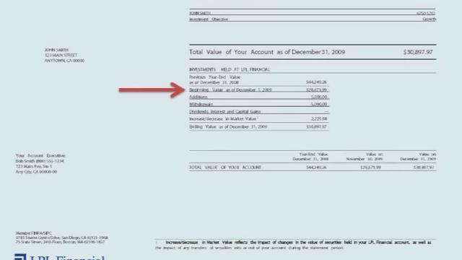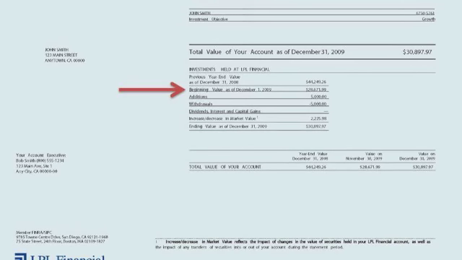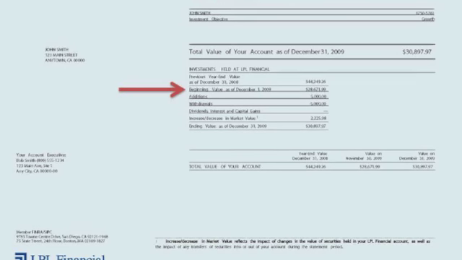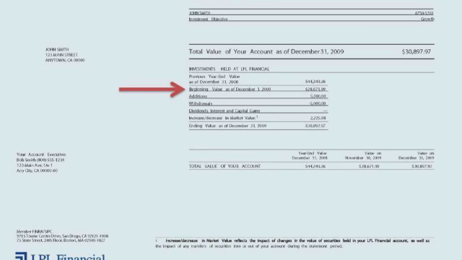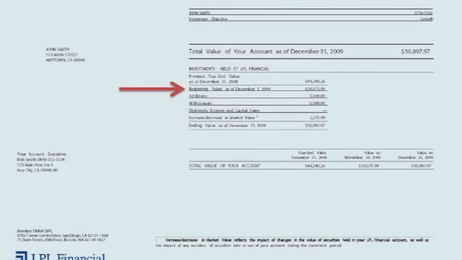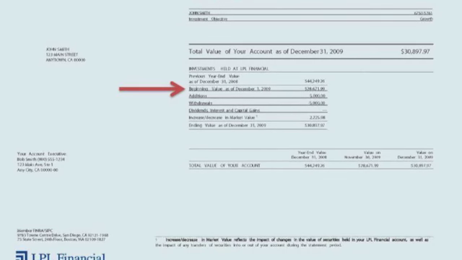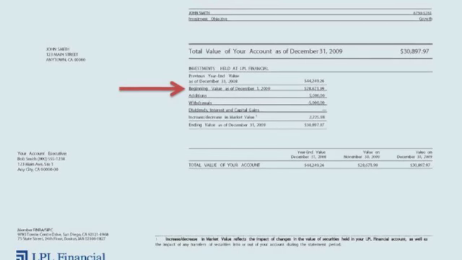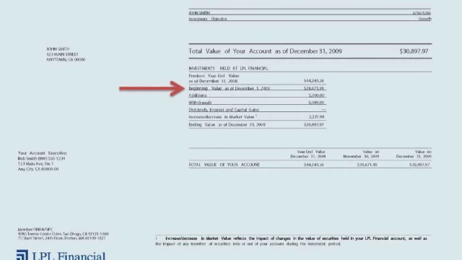The next line, dividends, interest, and capital gains, includes all the income generated by your investments for that month. And we'll talk a little more about that when we get to the detail. Next is increase, decrease in market value, and this reflects the change in market price of all your securities, that is, stocks and mutual funds. It's a positive number if there is a net increase, and a negative number if there is a net decrease.